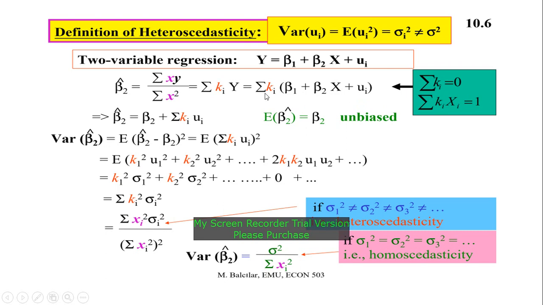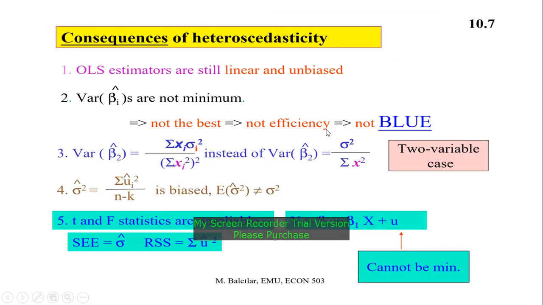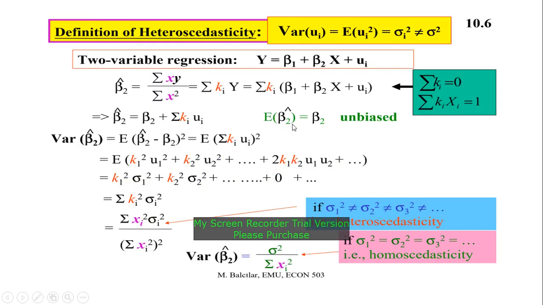Okay, so now summation of ki times ui is going to give me summation of ki ui. This is what we have here. So now this is our beta 2 cap. Good. When we find the expected value of this here, we know that we are going to get an unbiased estimator. If it's unbiased, expectation of beta 2 cap is supposed to give us beta 2. So now let's continue.